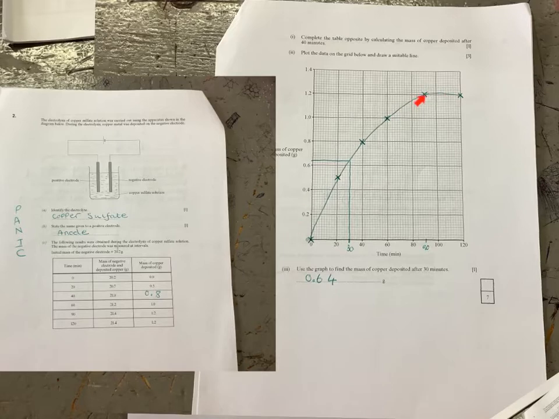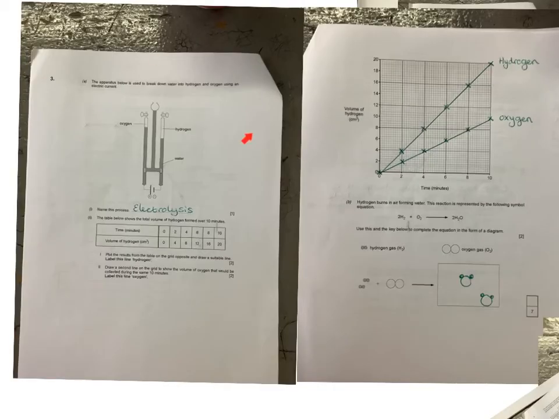It is a curve, could have kind of tailed off a bit better there. And then it says use the graph to find the copper deposited after 30 minutes, so up and across. Actually, quite a nice question for 7 marks, that. So again, showing you the apparatus. Okay, remember the apparatus for the electrolysis of water is a little different.